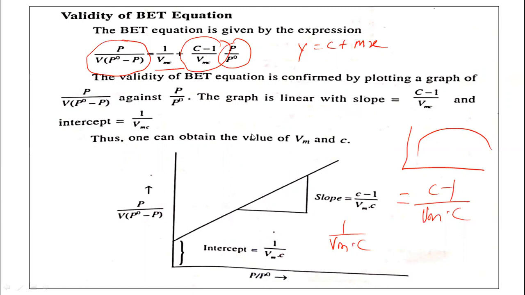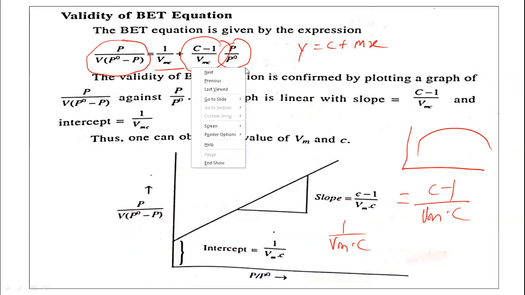To test the validity of the equation, we have to plot the graph. Now this BET equation is in the form y = C + mx. Here, y is P upon V into (P0 minus P), C is 1 upon Vm into C, and m is the slope, (C minus 1) upon Vm into C, and x is the x coordinate.